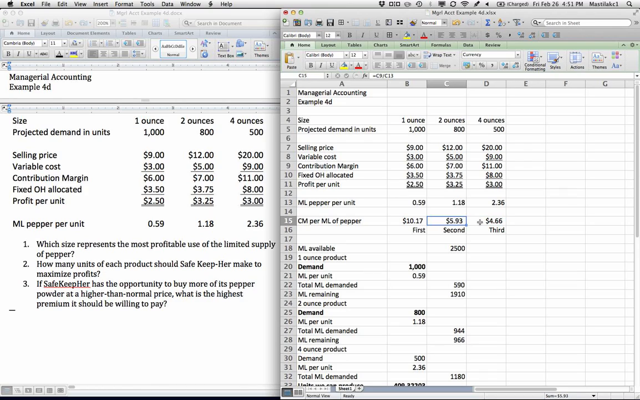If it were the case that I were making the 2-ounce product, I'd be willing to pay up to $5.93. And if I were making the 1-ounce product, I'd be willing to pay a premium of up to $10.17. Obviously, we'd prefer to pay less, but this is our decision point as to whether the additional cost is worth it or not.